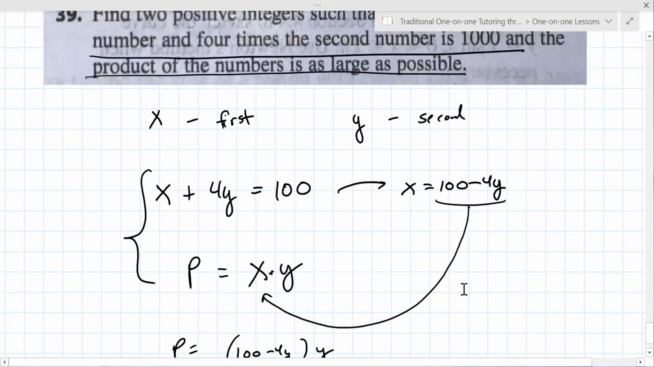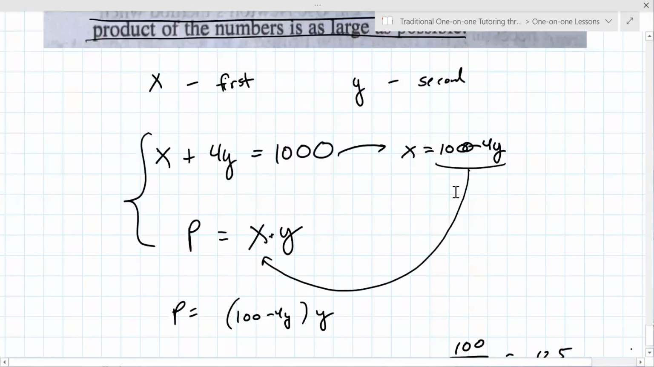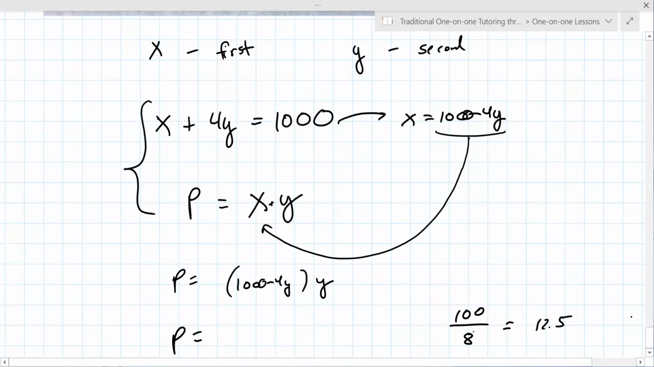But is that everything we want? Now it says two positive integers, so that doesn't work. Oh, it's 1000. Oops. That changes everything. So it's 1000 over 8, which is 125. Okay, so that's one of the numbers.